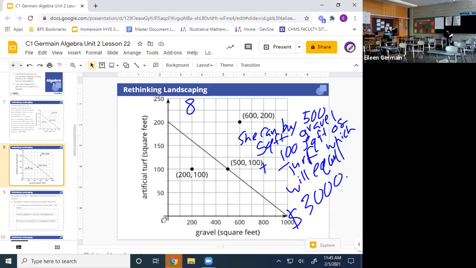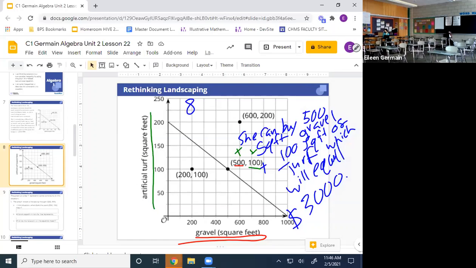You want to make sure that you are looking at the labels of your axes and putting them in the correct order. X comma Y, right? The x-axis is gravel: 500 square feet of gravel, 100 square feet of astroturf. That's probably where people are mostly going to get caught up, making sure they're in the right order. X comma Y, horizontal comma vertical, over comma up, if you will. Nice job. So that was question number 1.